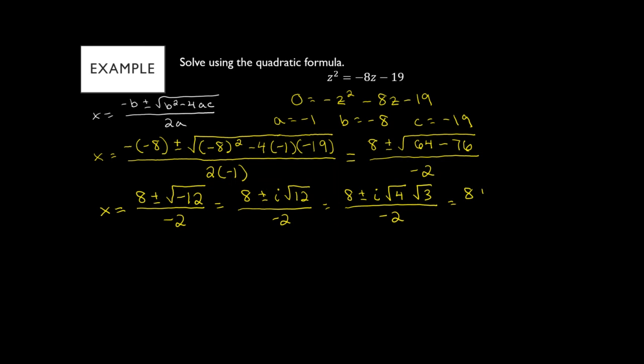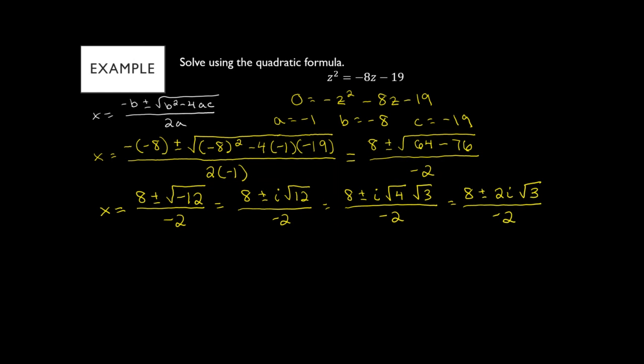This gives me 8 plus or minus 2i. That 2 is coming from the square root of 4. And then I have my square root of 3, and then over a negative 2. We have an i, which means we would not have been able to factor, and we have a square root we would not have been able to factor. Using the quadratic formula is the only way to solve a problem like this because it's coming up with things that are not whole numbers. So this is the only method to solve something like this.